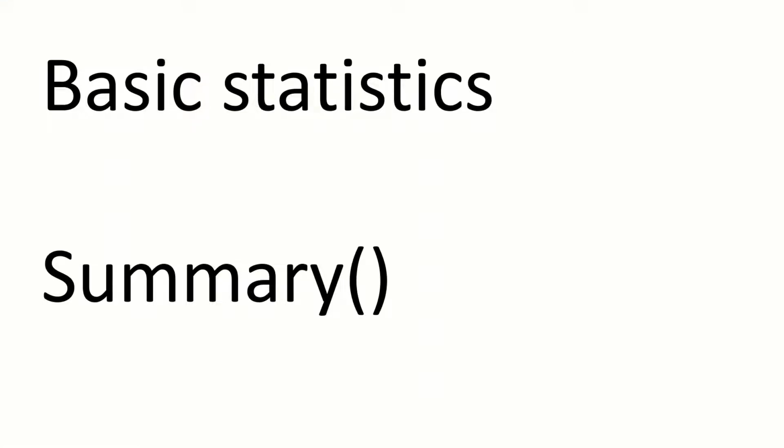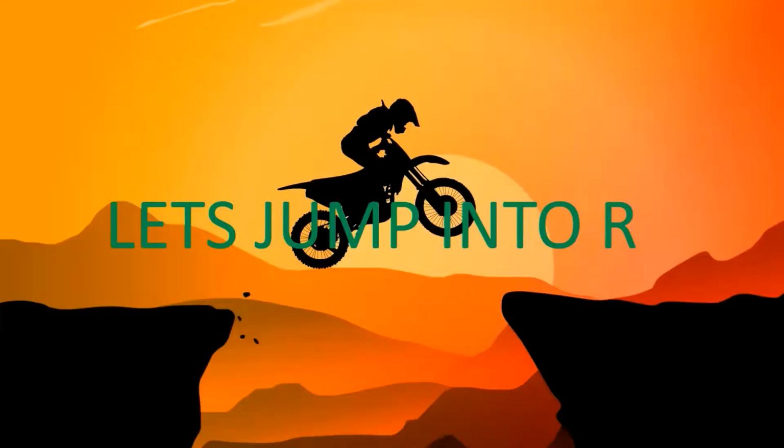Now that we have talked about basic graphics and we have learned how to visually see the data, we have an idea of what this data looks like and what it is. So for us to keep on understanding the data, we now need to do some basic statistics that includes the summary. For the summary, we use the summary function. So let's jump into R and see what the summary function tells us about our data.